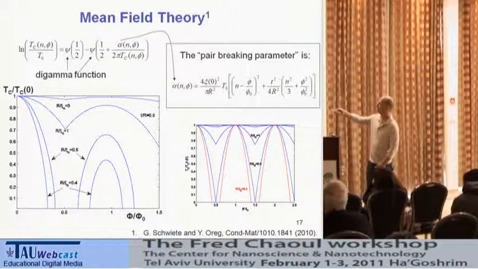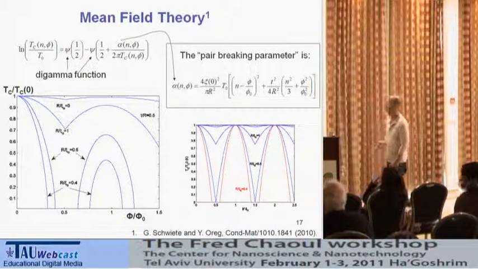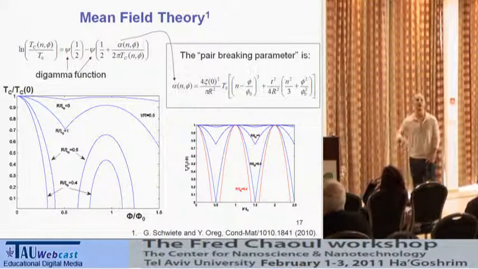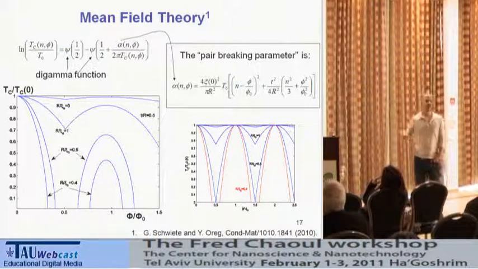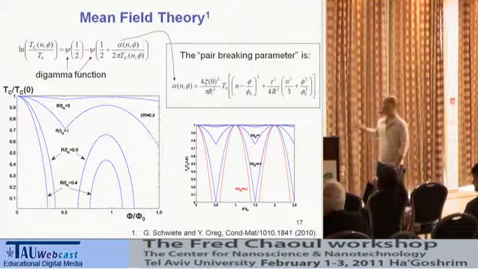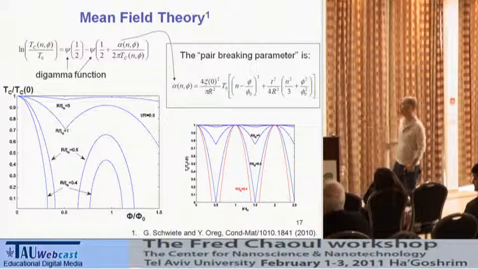The critical temperature is over here. These psi's are the gamma function, and this alpha is known as a pair-breaking parameter. This is a bad guy killing your superconductivity. Basically, in this system, it means the kinetic energy of the Cooper pairs, and this is the expression for alpha.